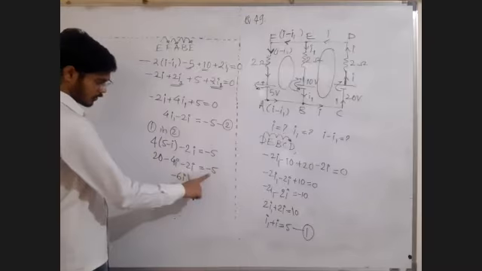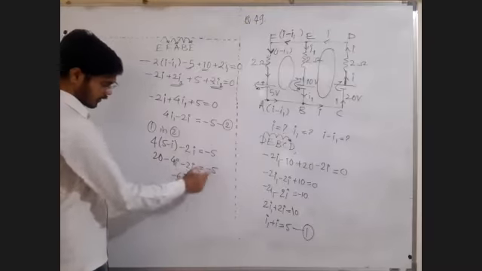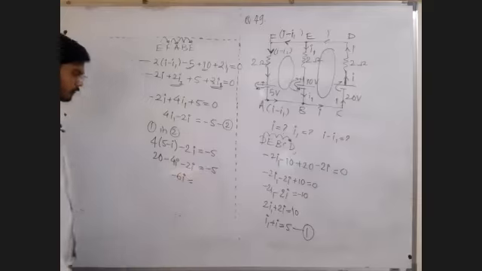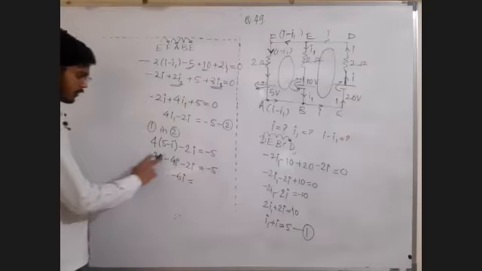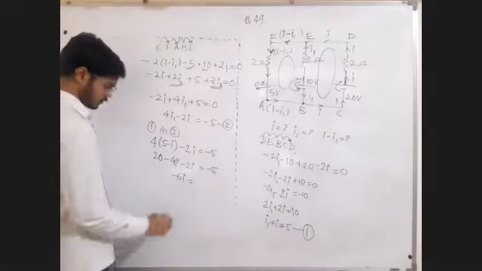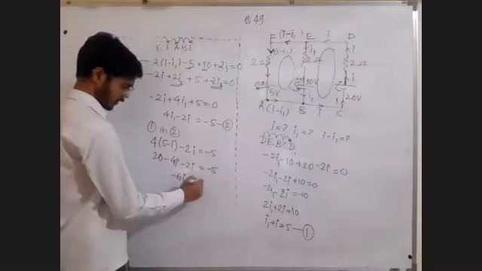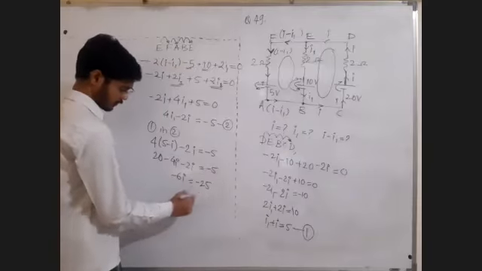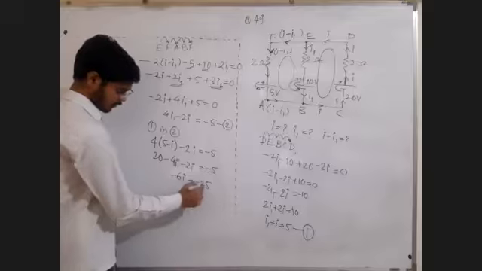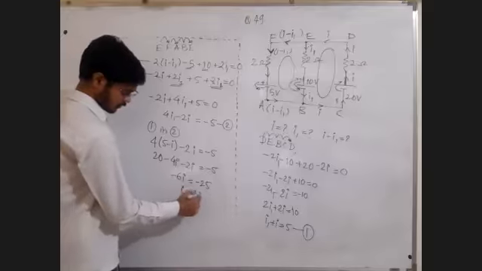This 20 and this minus 5. This 20 on the right hand side will become what? Minus 20. So minus 20 minus 5 is minus 25. So I is equal to 25 upon 6.